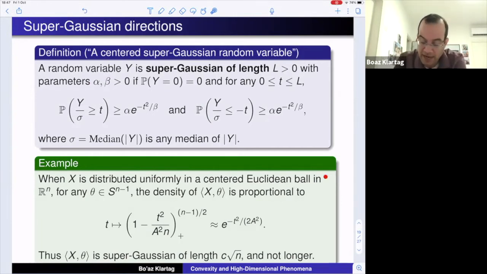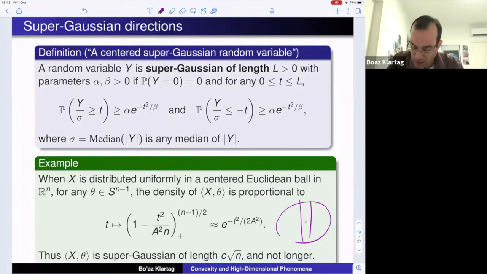If x is uniform in a centered Euclidean ball in R^n, in this case you can compute the density of the marginal by using the Pythagoras theorem. And the density of the marginal is exactly this expression. And you can see that this is Supergaussian of length root of n, and no more. So this density is roughly Gaussian for 1, 2, 3 standard deviations. And then after root of n standard deviations, the density is equal to 0. It is just supported in root of n standard deviations above its median, right?